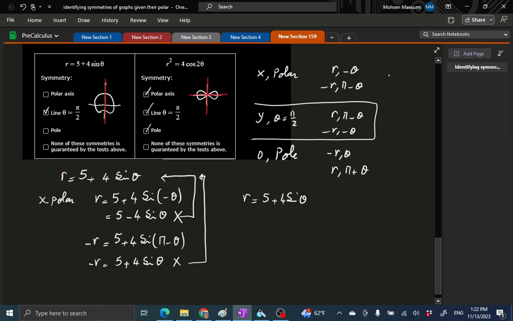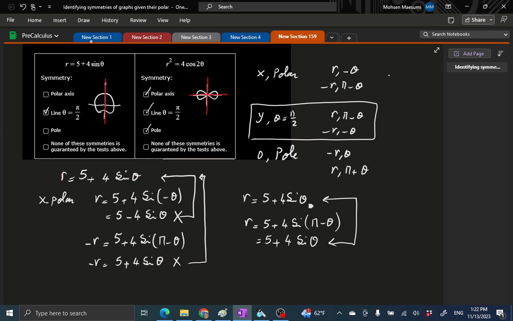We are going to perform these operations. So I would write r is equal to 5 plus 4 sine of pi minus theta. Well, sine of pi minus theta is sine of theta. So we made a change, and the equation did not change. That means we do have symmetry with respect to the y-axis, or the line theta is equal to pi over 2. So that one verifies.